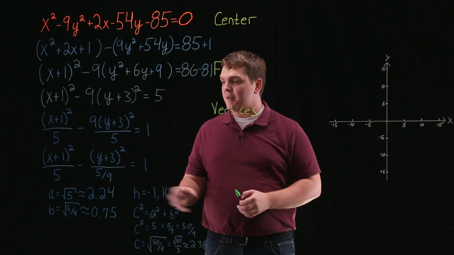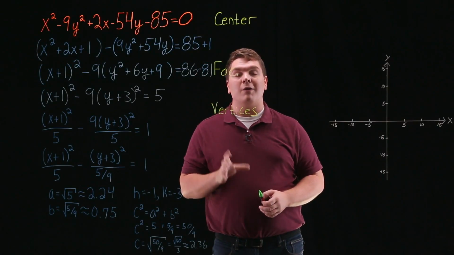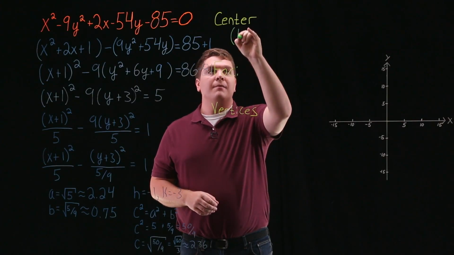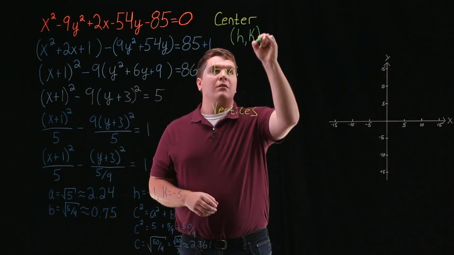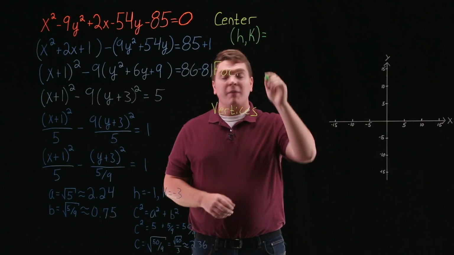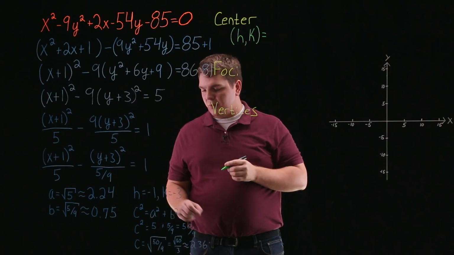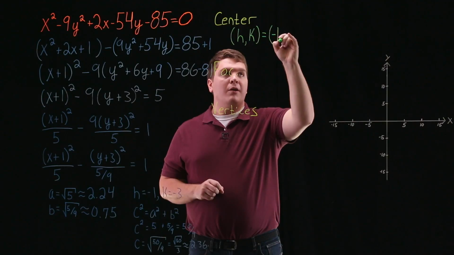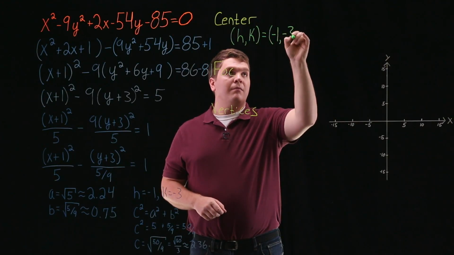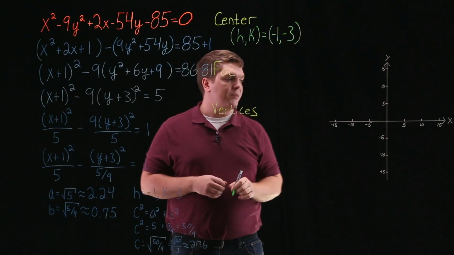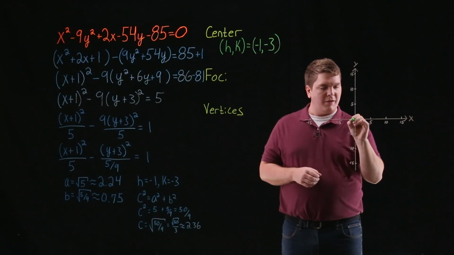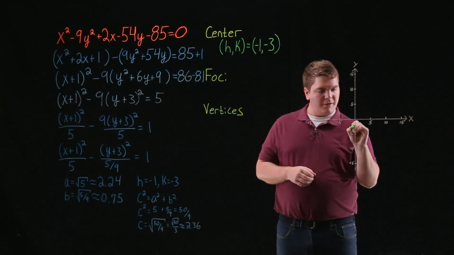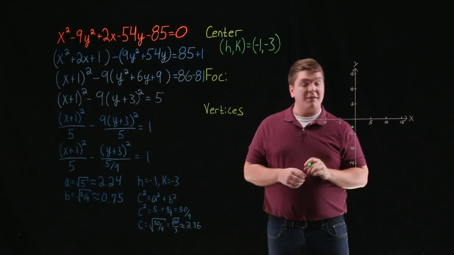Now, let's see if we can use this information to go ahead and find the center, the foci, and the vertices. So first of all, we know that the center is given by h, k. So the center is this point h, k, and we know that h is equal to -1 and k is equal to -3. So the center is going to be the point -1, -3. So let's go ahead and plot this point. So thinking about -1, -3, that will put us right about here. So this is the center of our hyperbola.